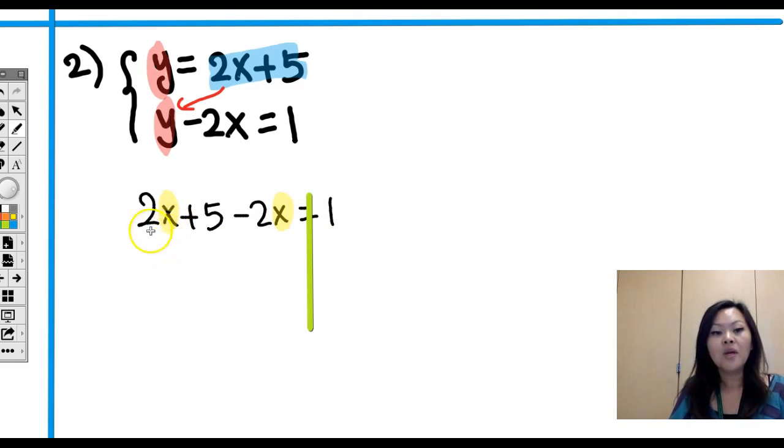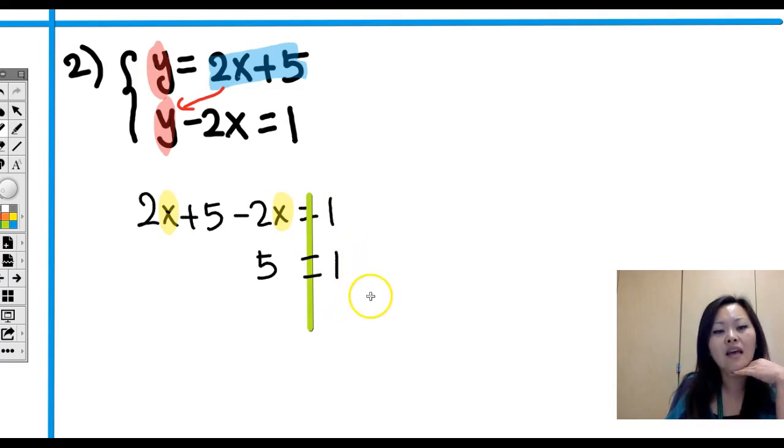So combine them. What is 2x minus 2x? It's a 0. Am I going to write the 0? No. So then since I'm already done using these two, what am I left with? Yep, just the 5. And then don't forget the equal sign. And then on the other side, I only have 1.